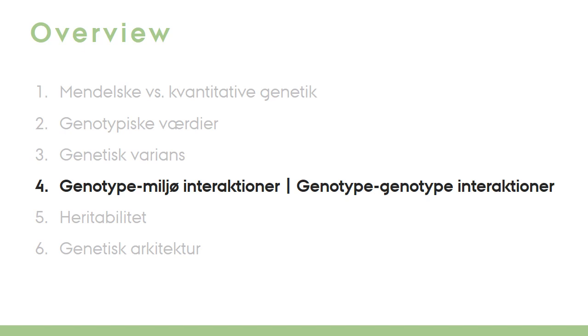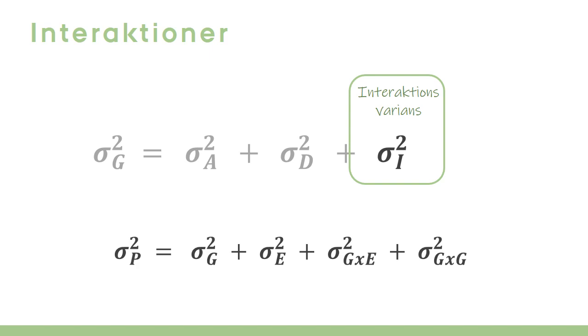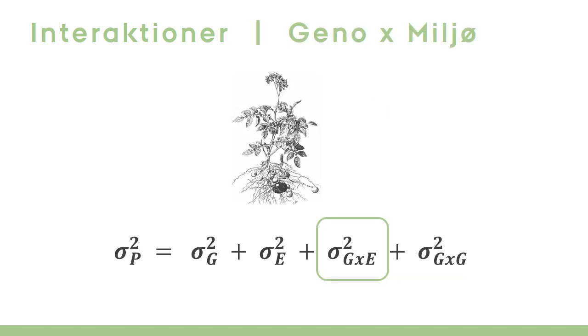Now let's go to the second part of this part of the lecture, which is about the interaction variation. So down here, we have the phenotypic variation. We say it consists of the genetic variation plus the environmental variation, and then there are 2 interaction terms. Right there. So let's start by looking at the genotype by environment interaction.